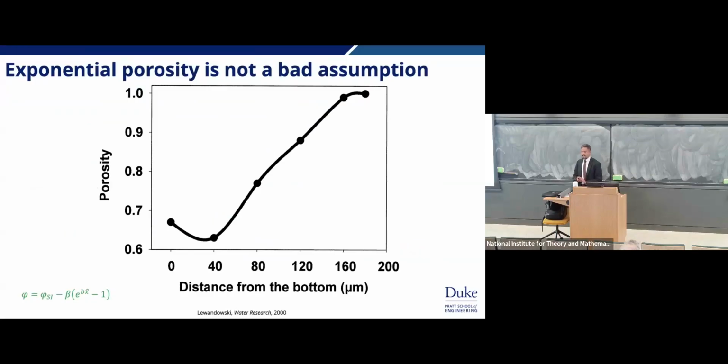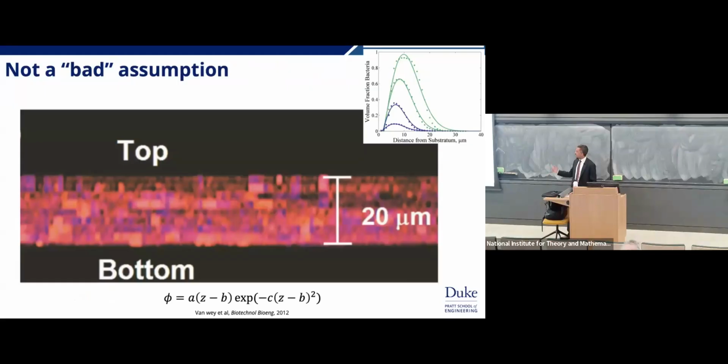So exponential porosity is not a bad assumption in a biofilm. This is work done in 2000 showing the porosity in a biofilm. It's somewhat exponential. But when I say not a bad assumption, this work here was done in 2012, about 10 years later, and it showed that you have more of a Poisson distribution of porosity in your biofilm. So not really bad, but also not great.